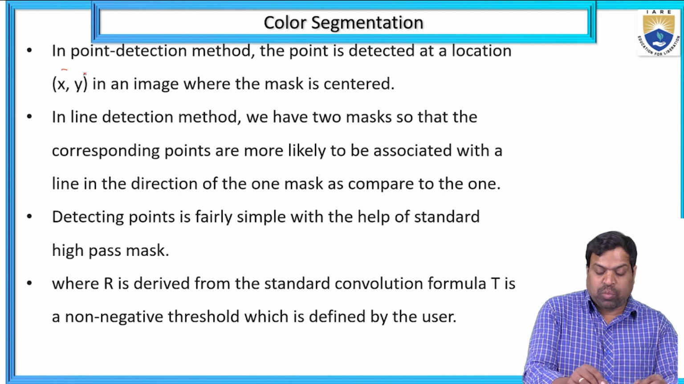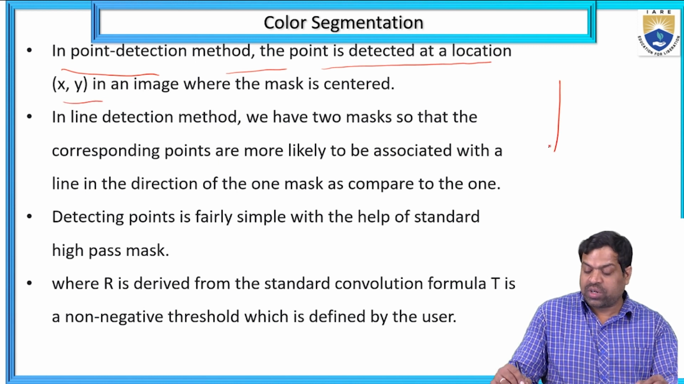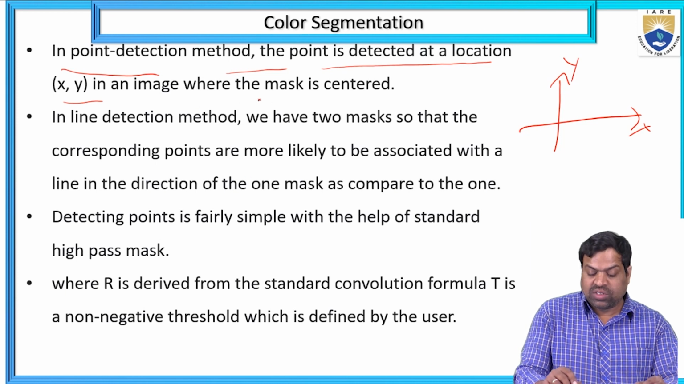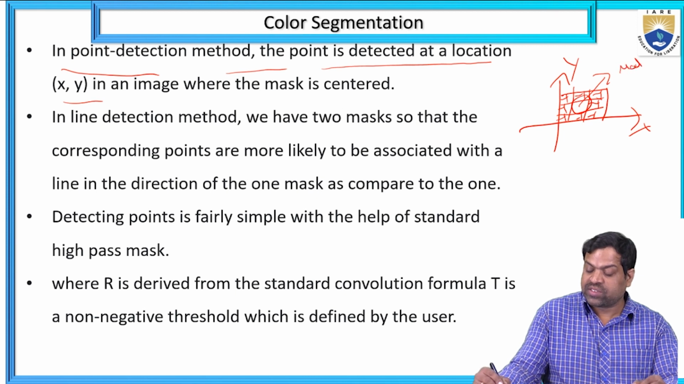In the point detection method, the point is detected at a location x, y. So I'm taking it as x and y. In the image, the mask is applied here. If I'm taking the mask, then I'm taking -1, -1, -1, -1, -1. So it is a centered point. It is for identifying the matrix or image size.